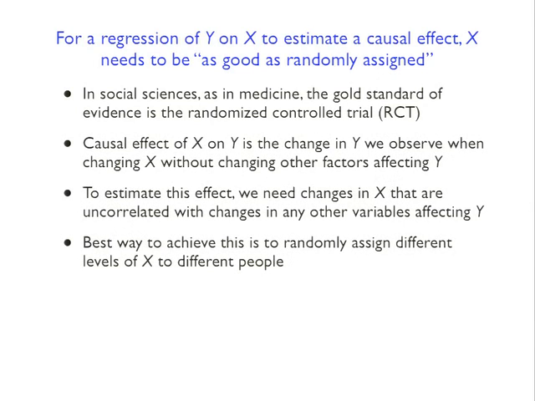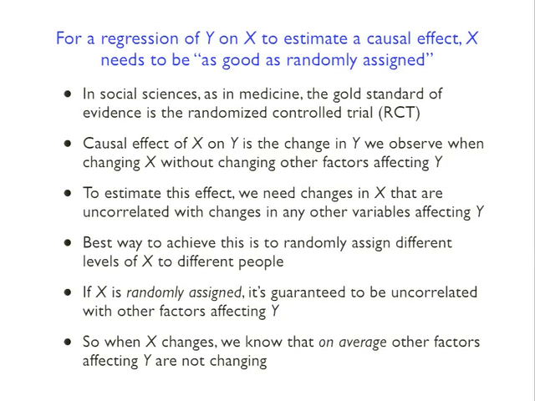So then when we observe changes in x, when we know that x has been randomly assigned, we know that at least on average, other factors that affect y are not changing with x. Because if they were, that would imply that they were correlated with x. And if they were correlated with x, then x was not randomly assigned.